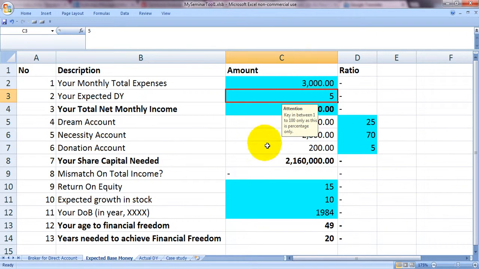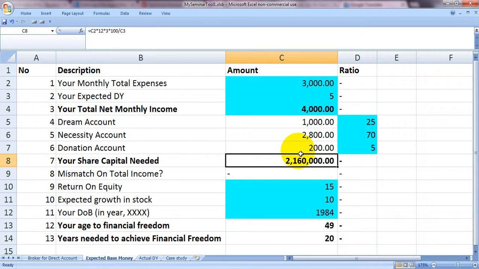For the moment, you just focus on the expected base money, which is the sick money you need. This is to make it crystal clear how much you're going to make in order to achieve financial freedom. That's it.